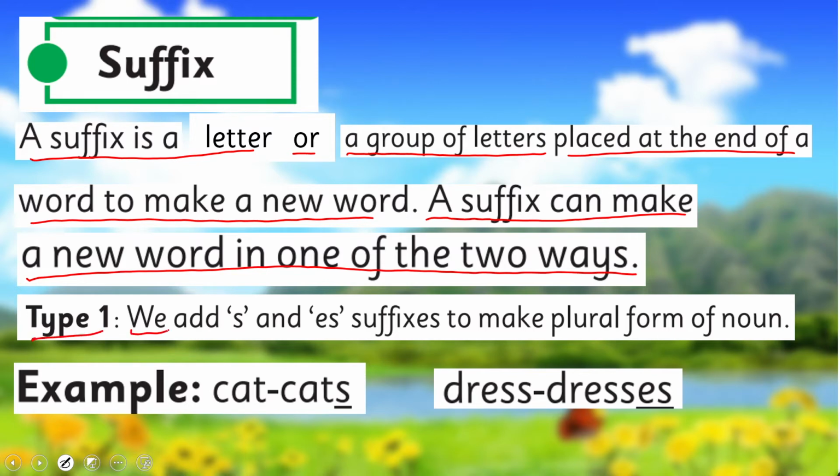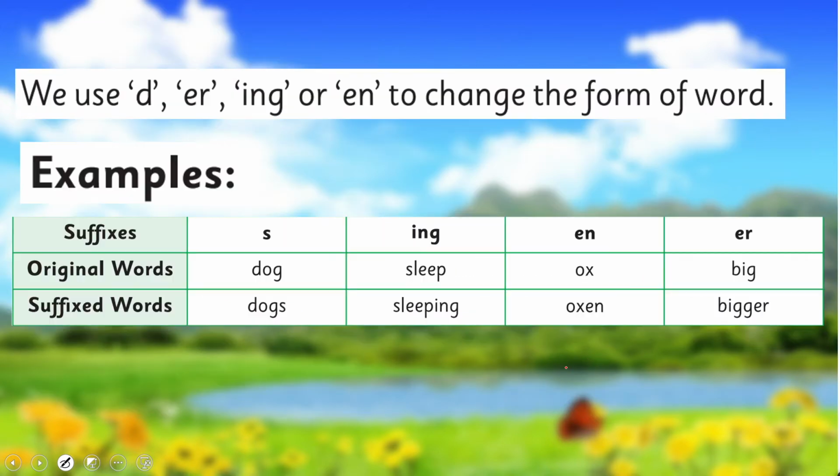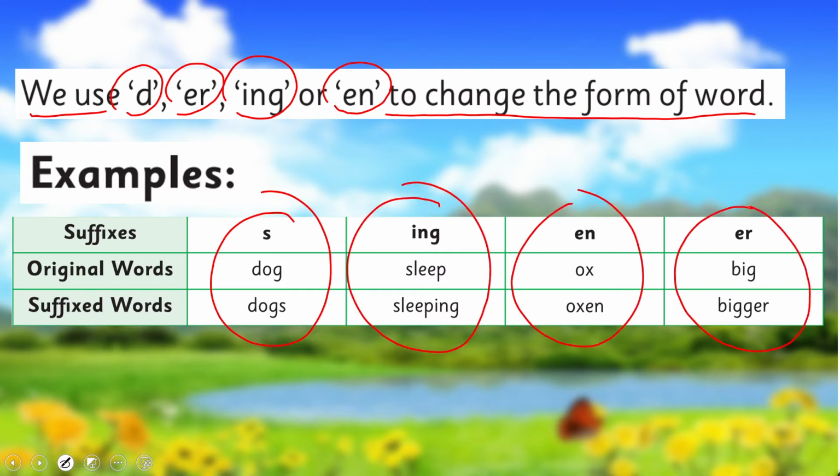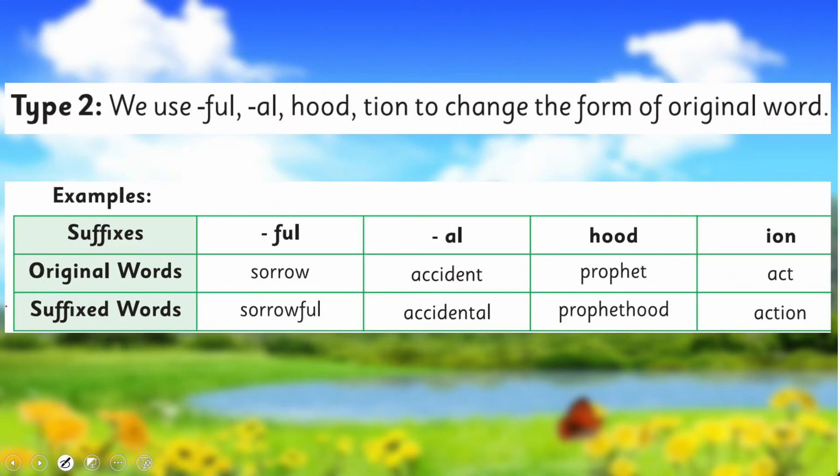Type one is we add s or es as suffixes to make the plural form of a noun, as cat to cats and dress to dresses. This we have learnt and practiced many times. By adding s or es, we can make a singular noun into plural. We use d or er or ing or en to change the form of a word. For example, dog, dogs, sleep, sleeping, ox, oxen, and big, bigger. Right? So we have used suffixes to make new words.